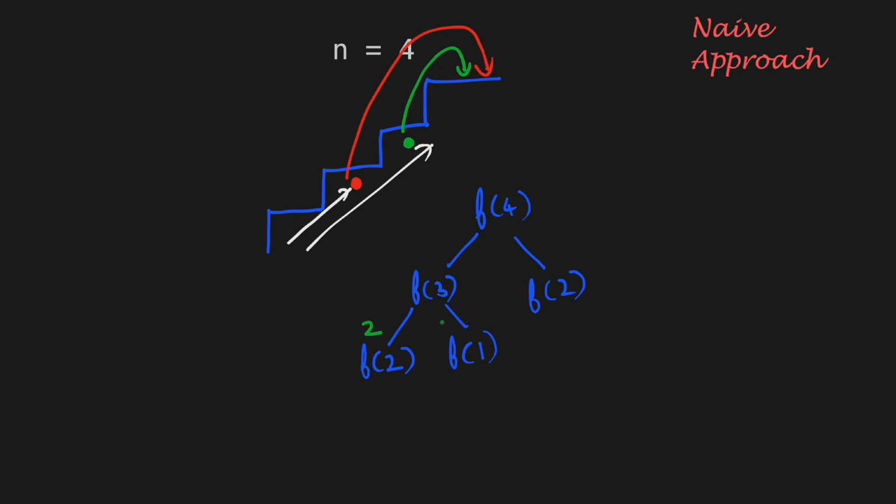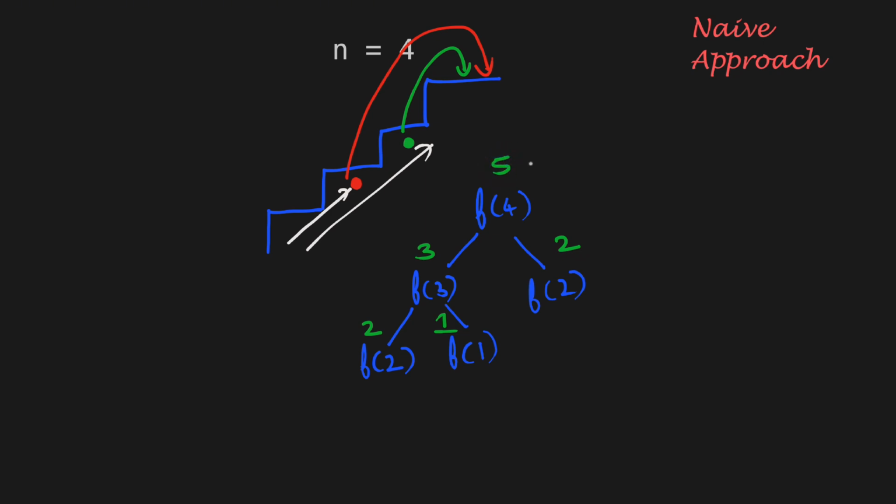Similarly, when steps is equal to 1, then number of ways is equal to 1. So total number of ways to reach step 3 will be 3. And again f of 2 is a base case here. So total number of ways to climb 4 steps will be 5.